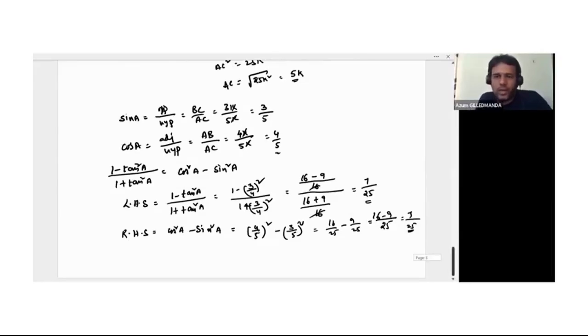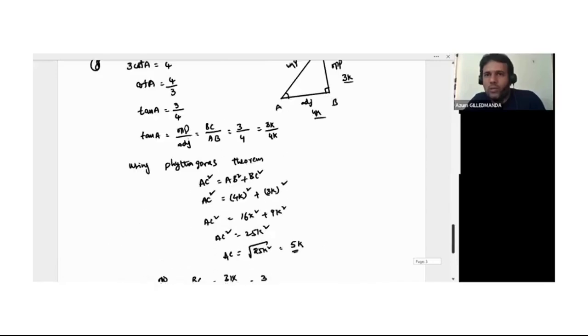Therefore, left hand side equal to right hand side. That means whatever expression they wanted me to prove, that is 1 minus tan square A by 1 plus tan square A is equal to cos square A minus sin square A, that is proved. Okay, so these types of problems will be asked in the board exam.